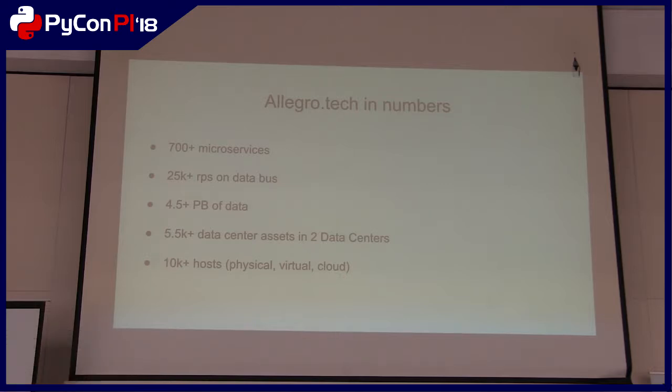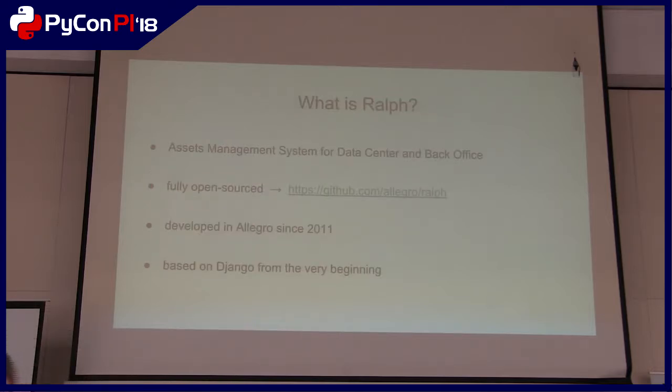And that's where Ralph comes in. What is Ralph? Because this whole presentation will be the story about Ralph. Ralph is our asset management system for data center and back office. We store in it our physical servers, virtual servers, back office assets like laptops, monitors, and so on. We store the licenses, supports, domains we buy, and so on and so on.